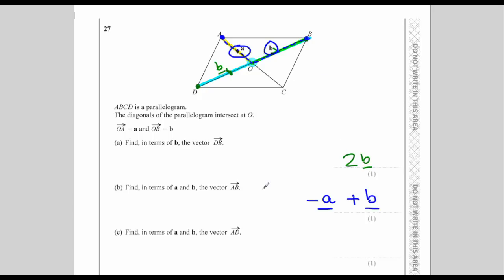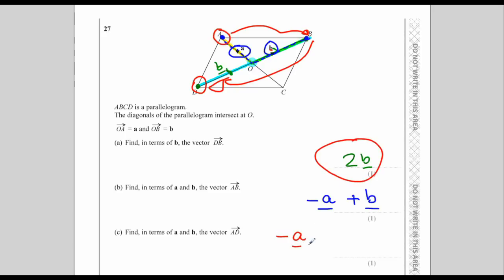Part C. In terms of a and b, the vector AD. So now we want to go from here to here. So we go A to B, we already know how to do that. Minus a plus b. And back along here is minus 2b. So it's minus a plus b minus 2b, which gives you minus a minus b.